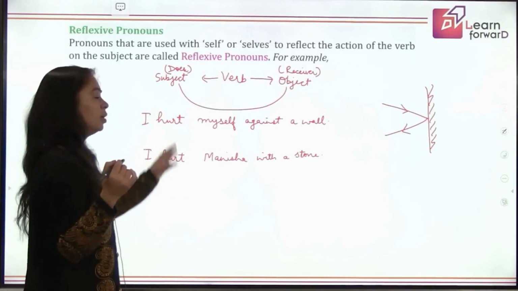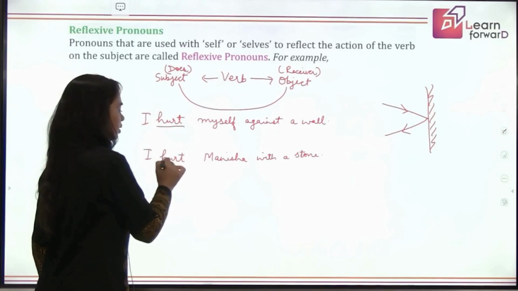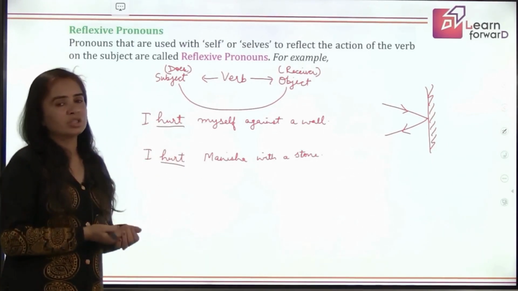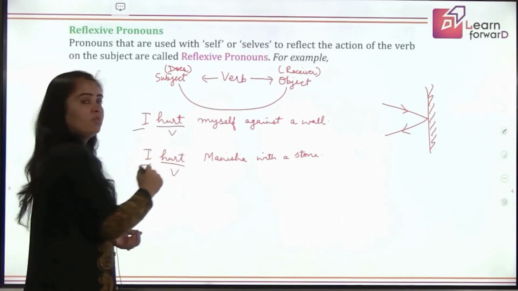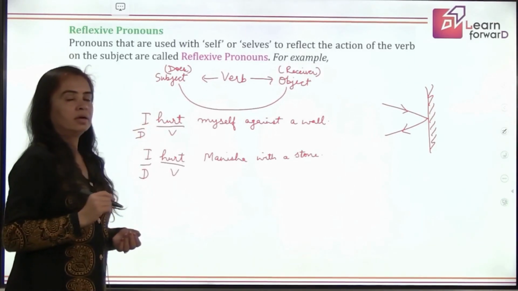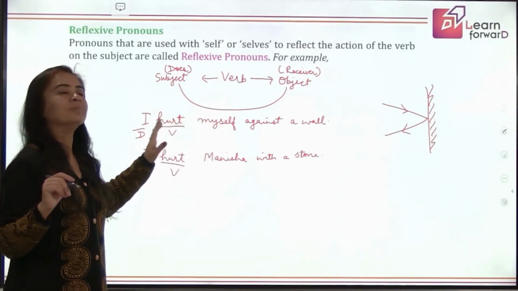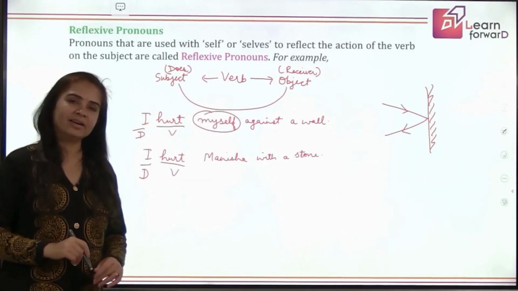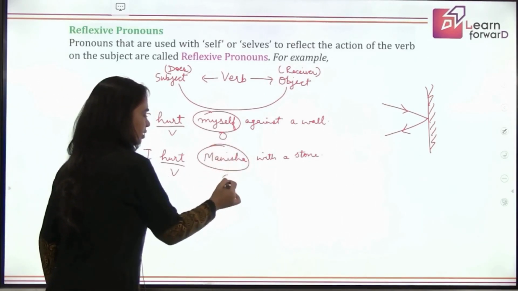Now, here in both the sentences, what is the action going on? Good, hurt. In both the sentences, who is hurting? Who is doing the action of hurt? Very good, I. So this is the verb, same verb, and here this is the doer, same doer, I. Now let's look at the object. Who is getting hurt in the first sentence? Myself, very good. And in the second sentence, who is getting hurt? Manisha, good answer. So this is your object, this is your object.